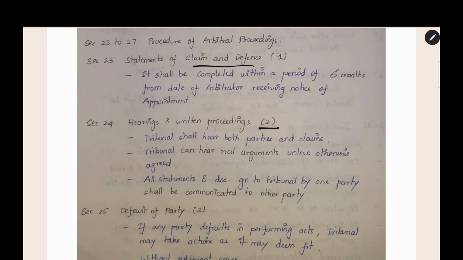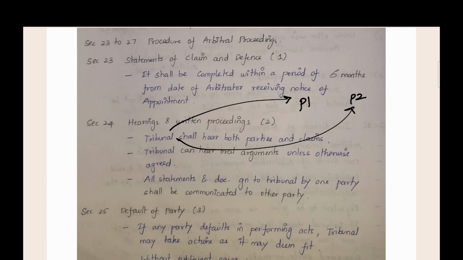The second step. All the statements and documents given by the tribunal to one party shall be communicated to the other party. For example, there are two parties. The tribunal is giving some document to party 1. Now the tribunal should also inform party 2 that I have given this document to party 1. The communication of documents should be coordinated very properly. If individual arbitrators are appointed, party 1, party 2 and the arbitrator, these three of them should make the coordination.